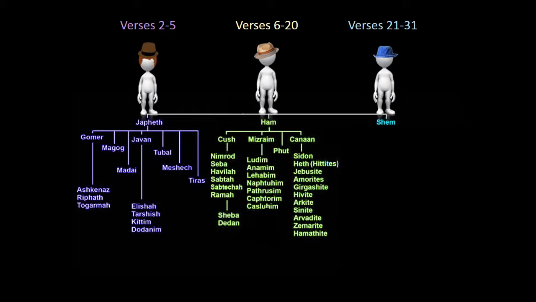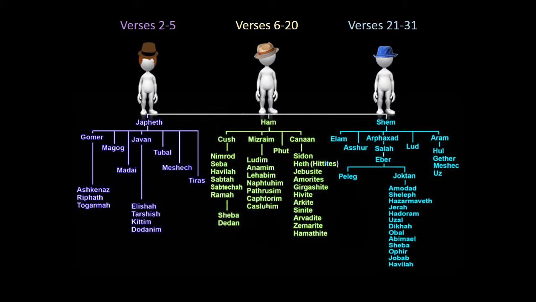In verses 6 to 20, we have the descendants of Ham, which includes 30 nations. These are much closer to Israel, and are Israel's enemies. They are hostile towards Israel, and many of them have a powerful influence on Israel, usually for evil. They include the Canaanites, the Egyptians, the Philistines, the Hittites, the Amorites and other neighbors.